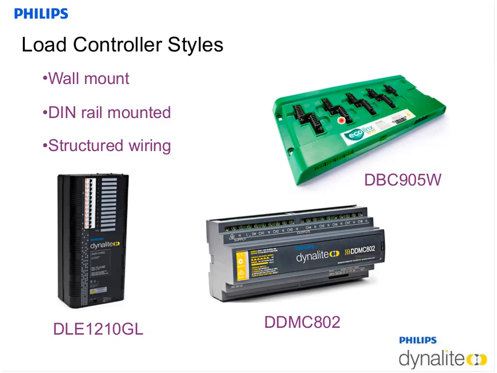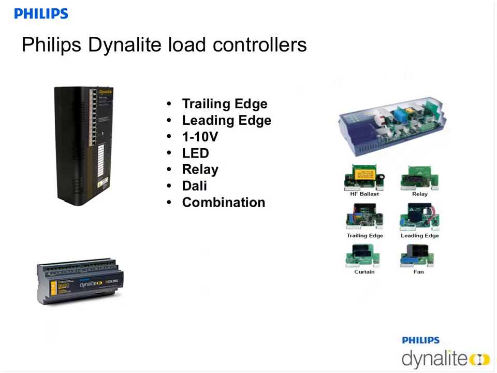If we look at what the load controllers actually do, then we come into another discussion. What are we trying to control? Do we have, for example, halogen lighting? Do we have trailing edge transformers? Do we have leading edge transformers? Do we have now older 1 to 10 volt fluorescent dimming systems? Do we have LED lighting? Is it mains LED, or are we running LED on low voltage transformers, which might require one of these?